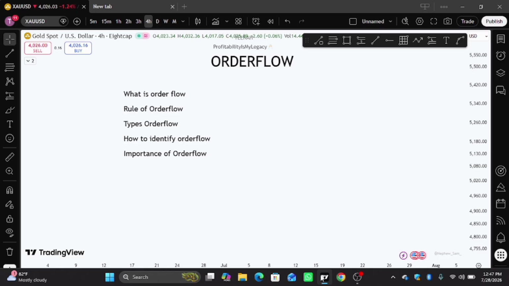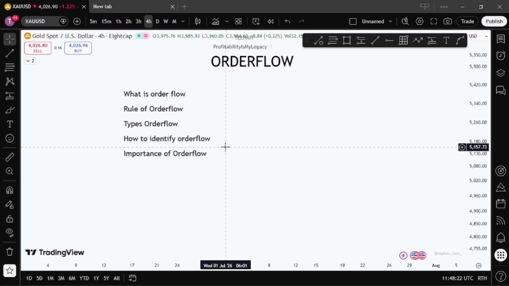I'm going to be walking us through the definition of order flow, the rule of order flow, because it's just one rule, types of order flow, how to identify order flow, and finally the importance of order flow. I'm also going to try as much as I can to give illustrations and possibly chart examples so that you understand what I'm talking about. So let's start with the definition of order flow.